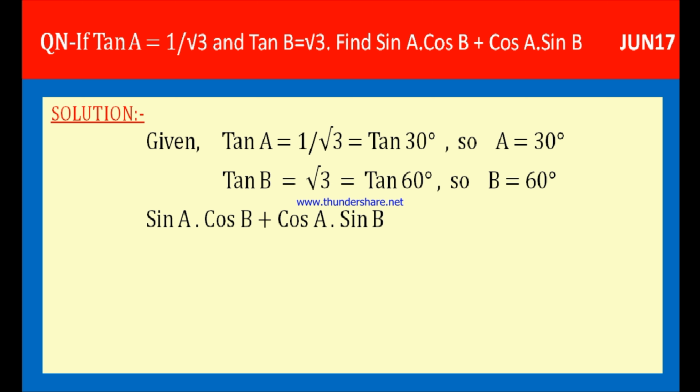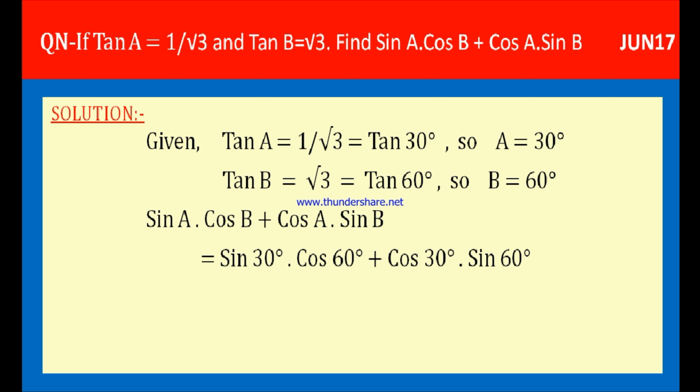Write down the question: sin a into cos b plus cos a into sin b. Now substitute the values of a and b. Sin a means sin 30 degrees into cos b means cos 60 degrees, plus cos a, cos 30 degrees into sin b, sin 60 degrees.